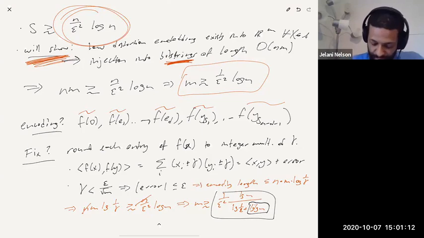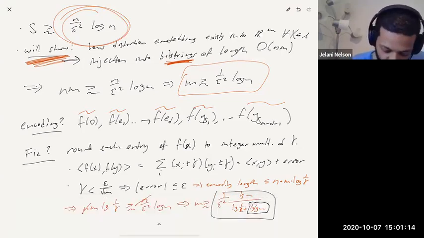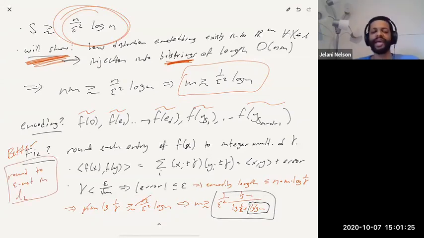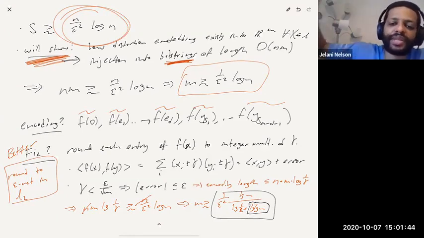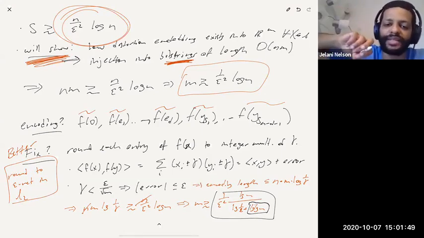So the better fix actually is to round to an epsilon net in L2. Don't round to a gamma net in L infinity, round to an epsilon net in L2. Okay. And then I'm going to ask myself, now what's the encoding length? Basically, for each one of these f of x's, I need to tell you which element of my epsilon net was the closest element to f of e_i or to f of y_s.